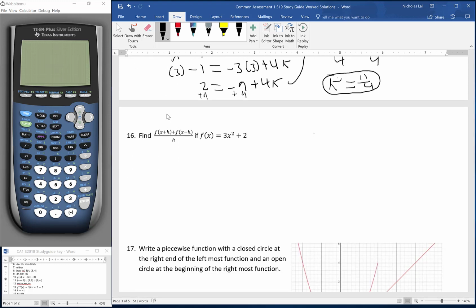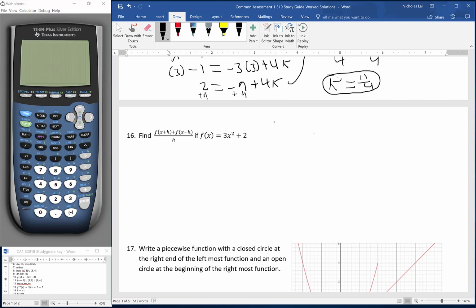Number 16. Find f of x plus h plus f of x minus h, all over h, if f of x is equal to 3x squared plus 2. So all you need to find is f of x plus h plus f of x minus h all over h, if f of x is equal to 3x squared plus 2. Now, all right, so we need to actually evaluate f of x plus h and f of x minus h.